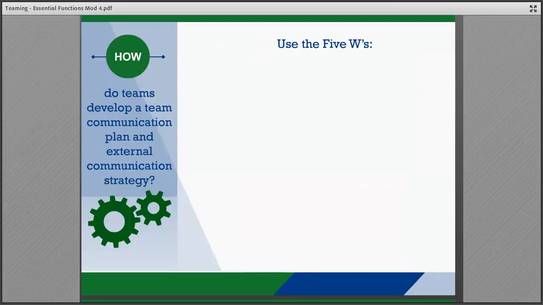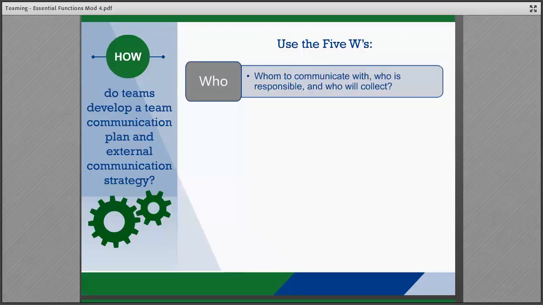Using the 5 W's in developing a team communication plan and external communication strategy will help you clarify the important points. Who? Which other teams and stakeholders will the team need to communicate with? Who on the team has the primary responsibility for clear and effective communication with those outside the team? Who has the primary responsibility for clear and effective communication among team members? And who on the team will be responsible for collecting the necessary information to share with the team?